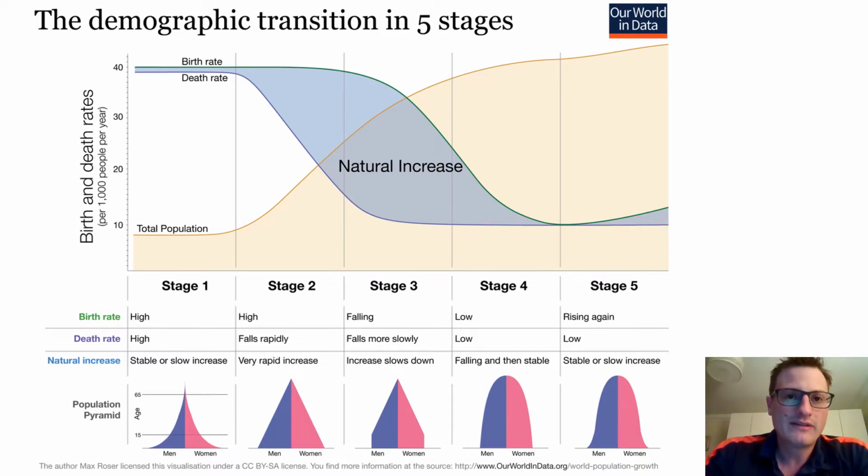Okay, so we'll start on the left, stage one. So here we have no growth or no discernible growth. This is a pre-industrial society. The birth rate and the death rate here are in balance, with there being maybe small fluctuations with wars, crop failures, diseases, that kind of thing.